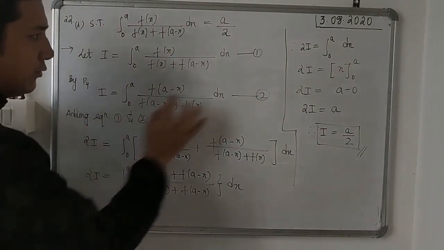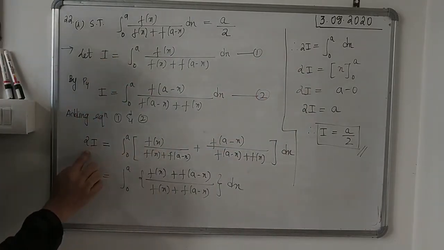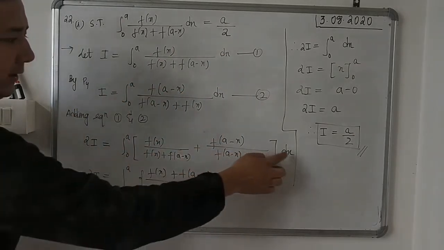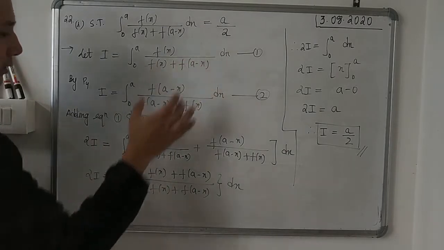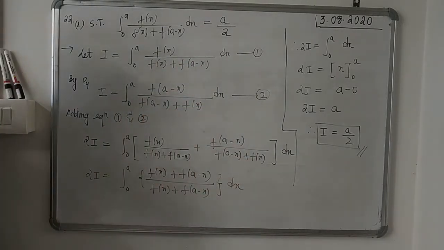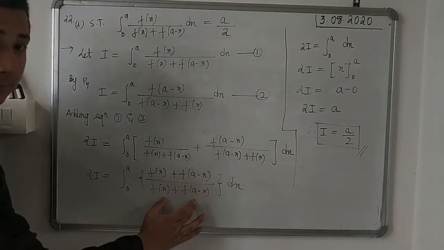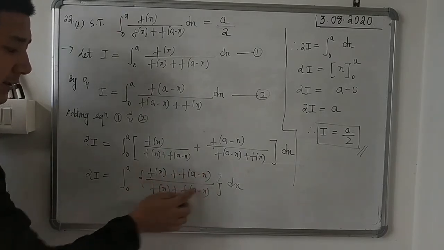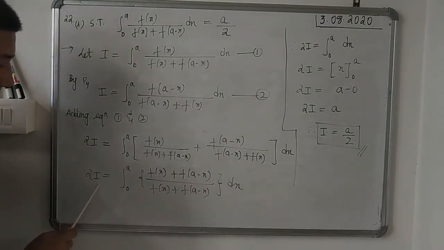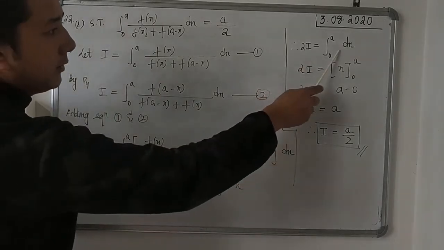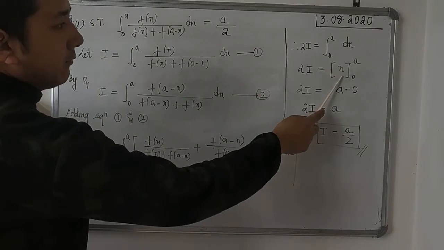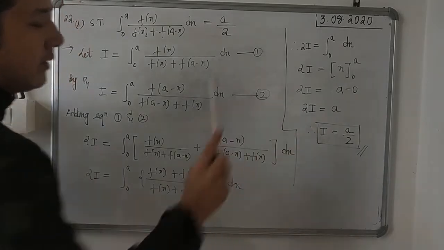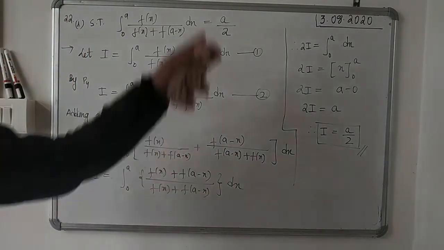Adding equation 1 and 2, the left hand side gives 2I. On the right hand side, dx is common, so inside the bracket we have this expression plus this expression. You can see the denominator is the same, so the LCM is the same. So the numerator will be f(x) plus f(a minus x), which cancels with the denominator, and therefore we get 2I equals the integral from 0 to a of dx. Now it's simple. Integration of dx is x, from 0 to a, upper limit minus lower limit, and 2I equals a, so I equals a by 2. Very simple question.